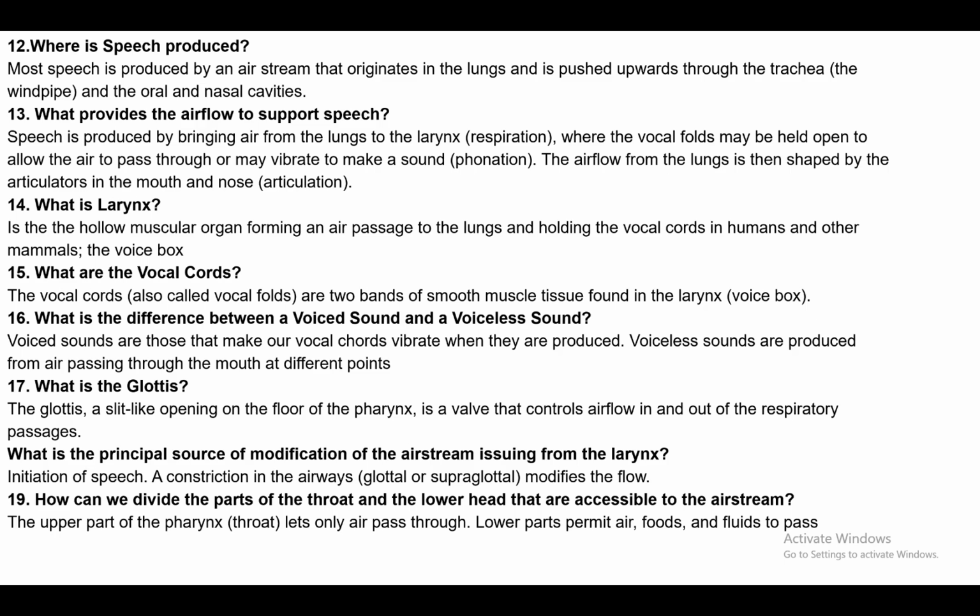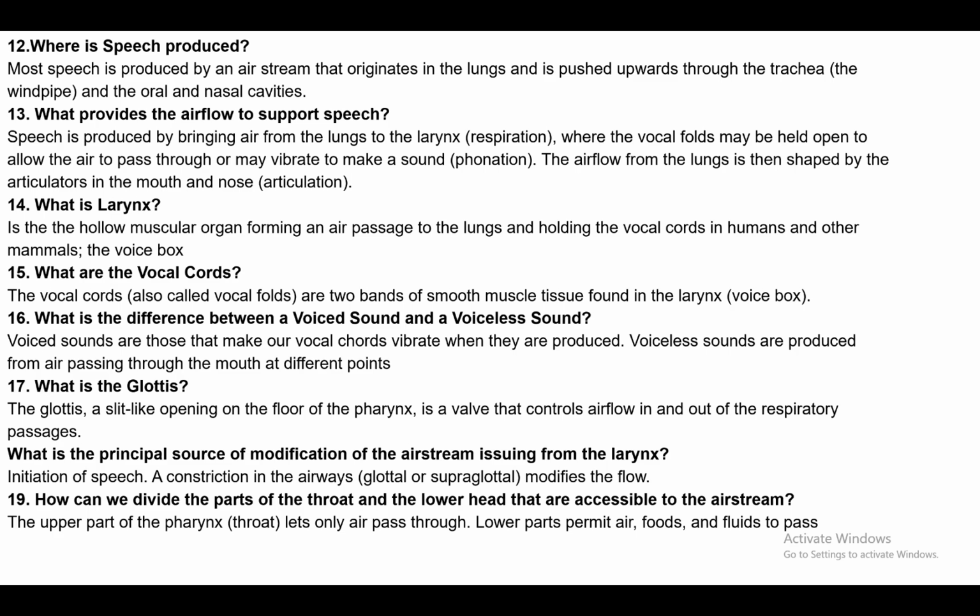What is the larynx? It's a hollow muscular organ forming an air passage to the lungs and holding the vocal cords in humans and other mammals. It is the voice box. What are the vocal cords? The vocal cords, also called vocal folds, are two bands of smooth muscle tissue found in the larynx.